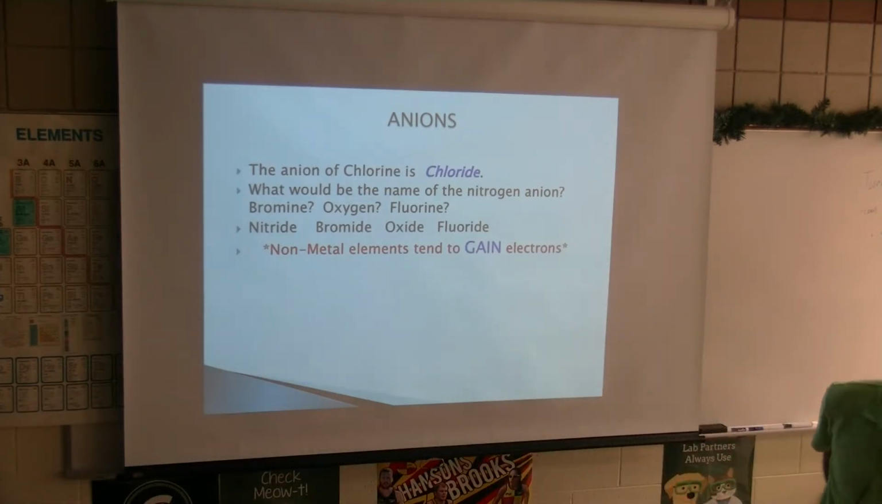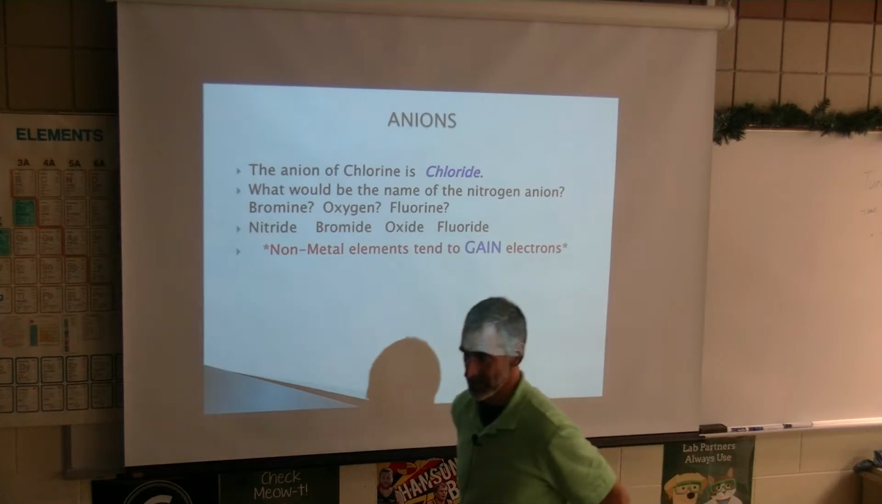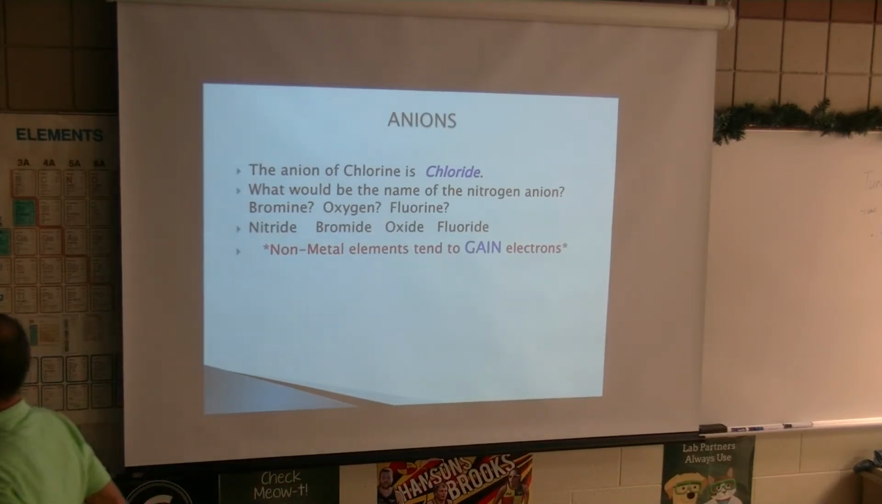It might already be there on some of yours, and it may not be on others. Just make sure it's there. That staircase is a good thing to have. It helps us understand a lot of information. The elements to the right of the staircase are considered nonmetals. Those are the ones that tend to gain electrons. Not always, but they tend to gain electrons.